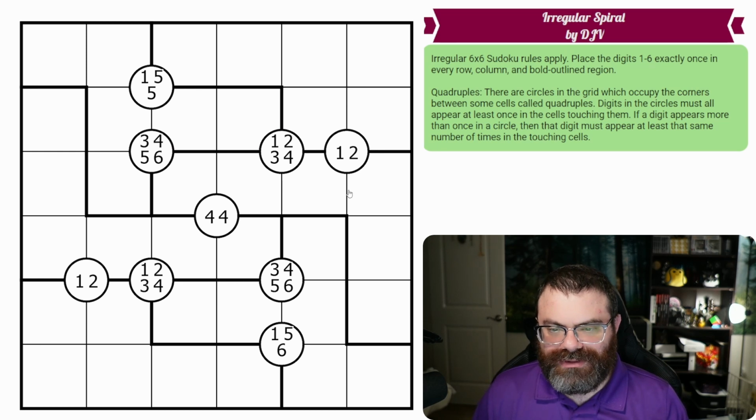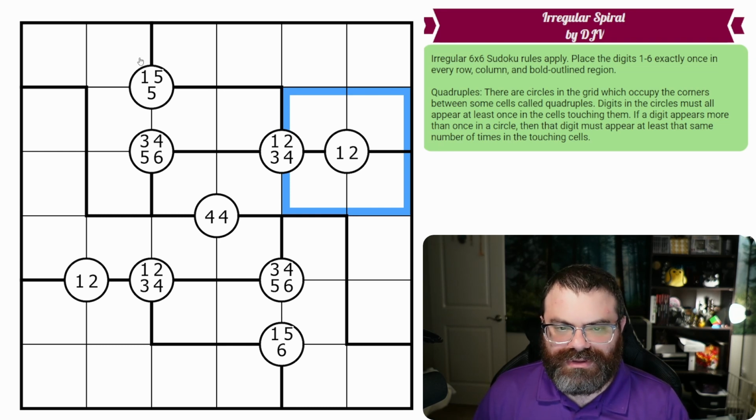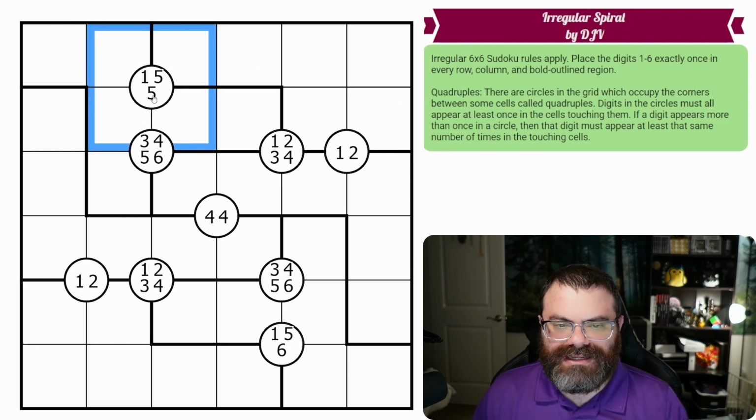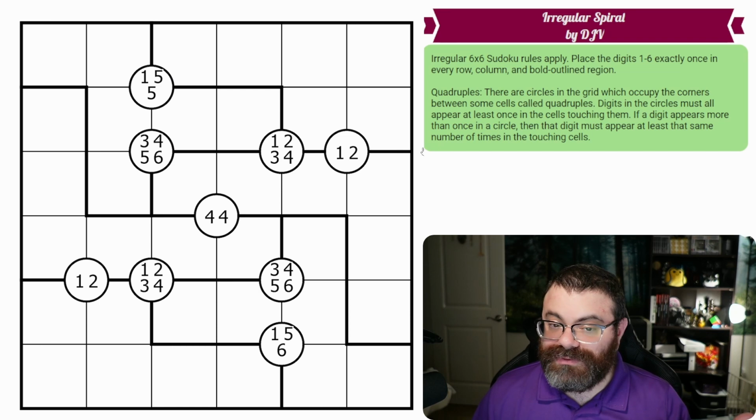We also have quadruples in the grid. That's these circles that occupy the corners between 4 cells. So those digits need to appear somewhere in the 4 cells that it touches. And if a digit appears more than once, like up here, then that needs to appear that many times, at least. You're not restricted to only that number of times, but it needs to be at least that number of times. So at least 1 1, at least 2 5s in here. And those are the rules.